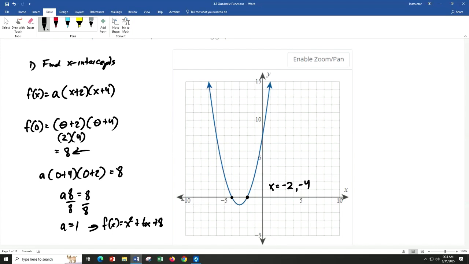So find your x-intercepts first. Let that be number 1. Number 2, make it equal to 0. When x is 0, what is it going to equal? Just plug back in your 0, you get an 8. Now you're making the whole thing equal to 8. Don't forget your a from your original part right here. And then just solve for a at that point. That's going to let you know what your leading coefficient is, whatever it may be. And then you can always go back to the original.